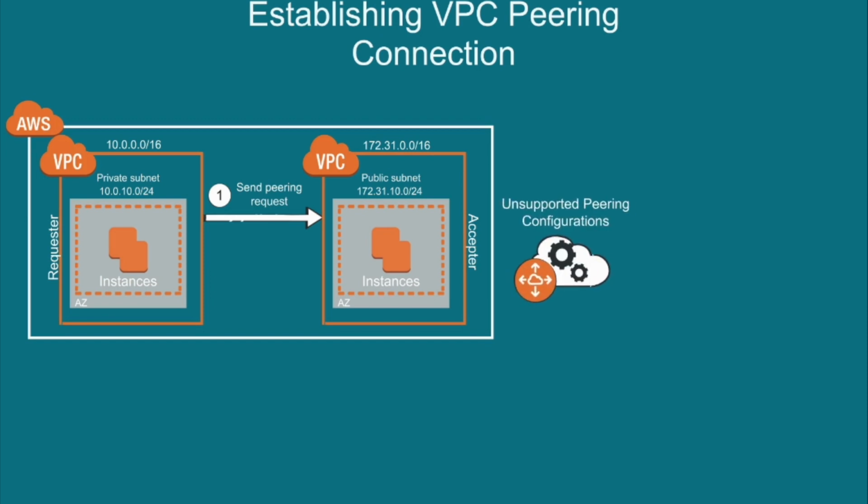Before we continue with the steps, it's important to note that VPC peering doesn't support all configurations. For example, the acceptor VPC cannot have a CIDR block that overlaps with the requester VPC CIDR block.